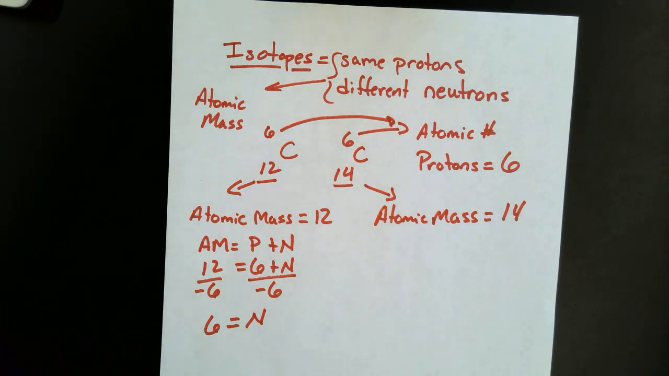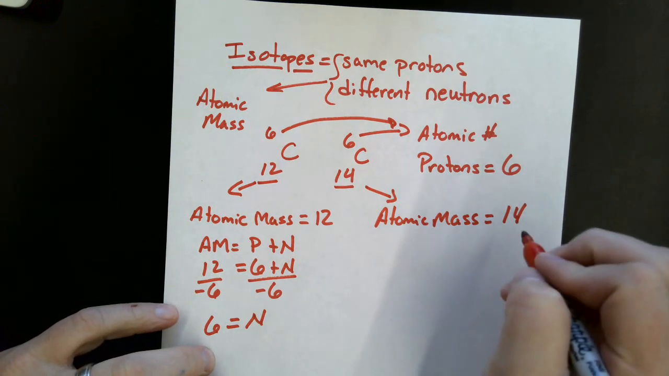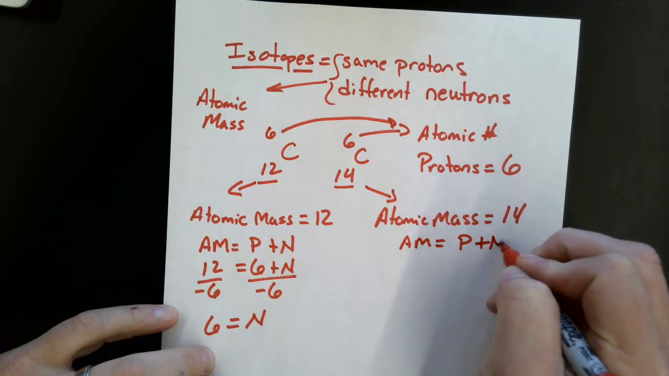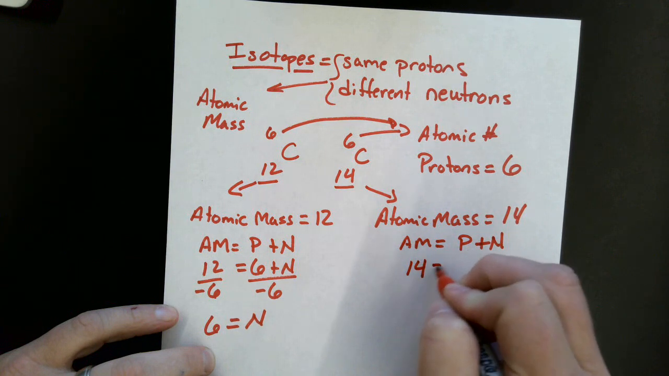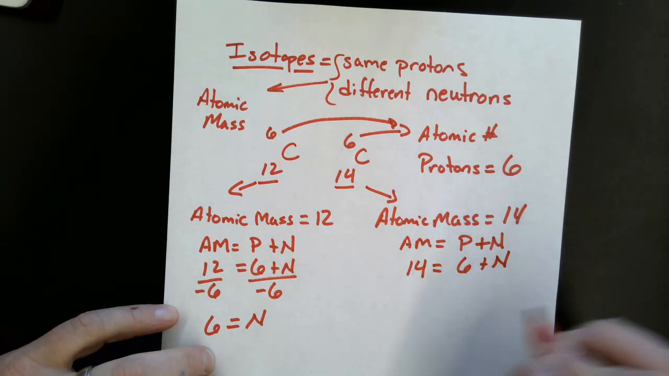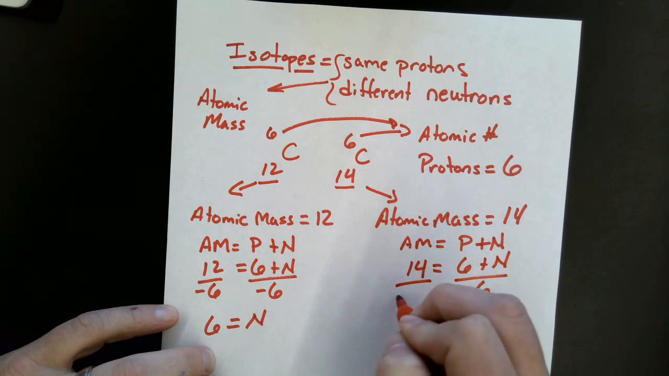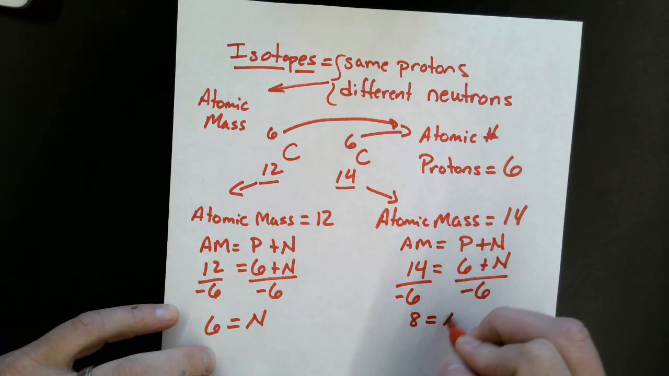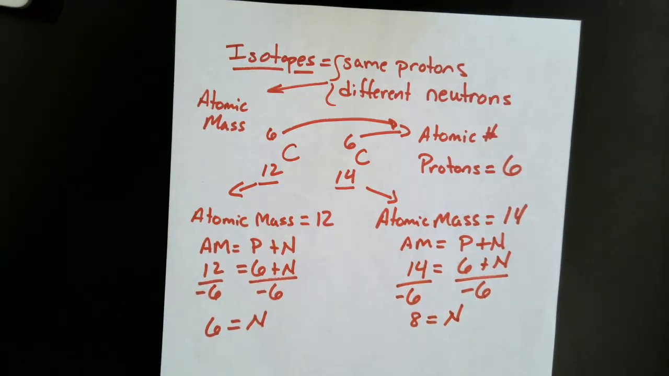So for carbon 14, again, atomic mass is equal to protons plus neutrons. We know we have an atomic mass of 14. We know we have 6 protons. So now we just need to solve for the number of neutrons. And if we do our math correctly, we should find out that we have a total of 8 neutrons in this atom for carbon 14. Again, isotopes are nothing more than elements that have the same number of protons, different number of neutrons.